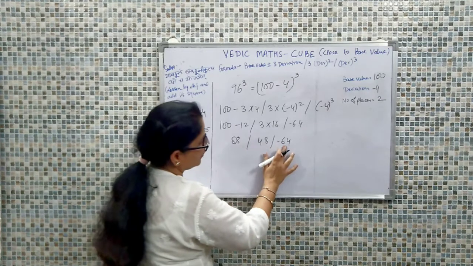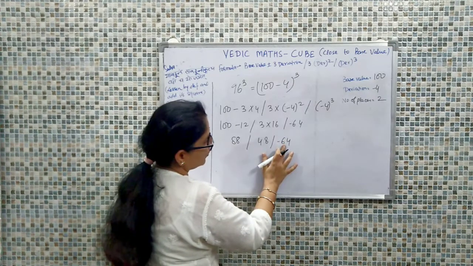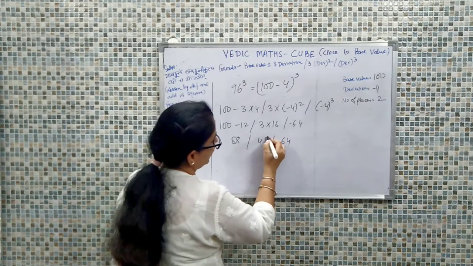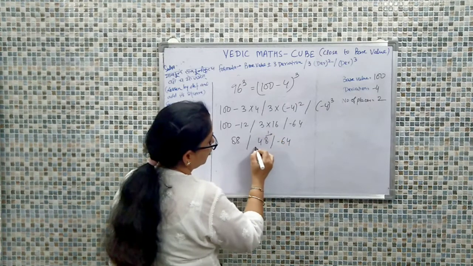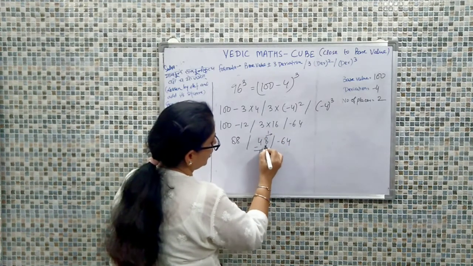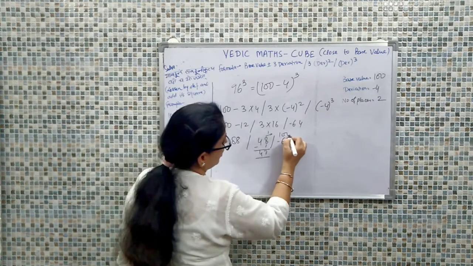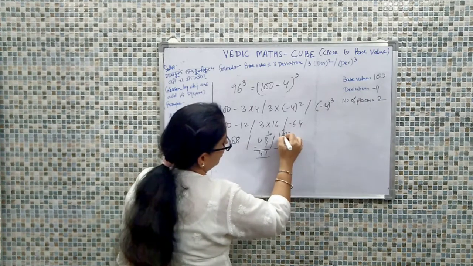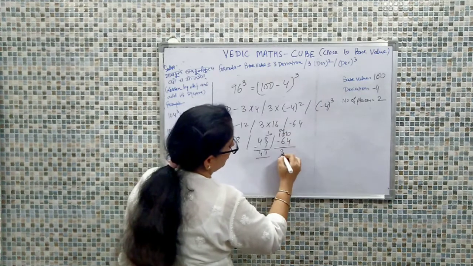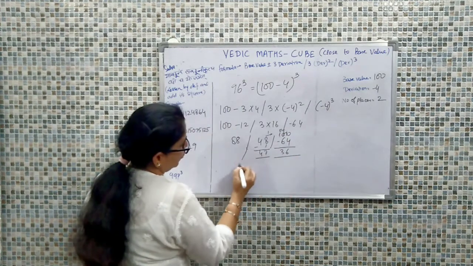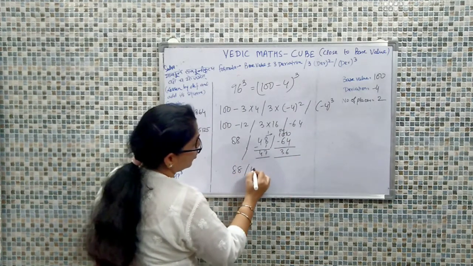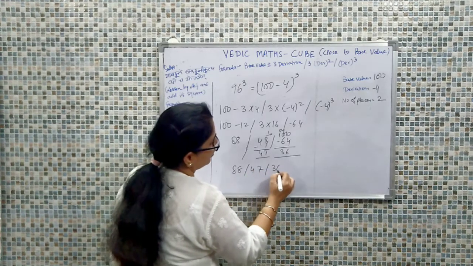Again we have a negative sign, we need to convert this negative into positive. For that we need to borrow 1 from here, so it will be minus 1. 48 will be converted to 47 and this 1 will be written as 100, so it will be 36. So we have 88, 47 and 36.